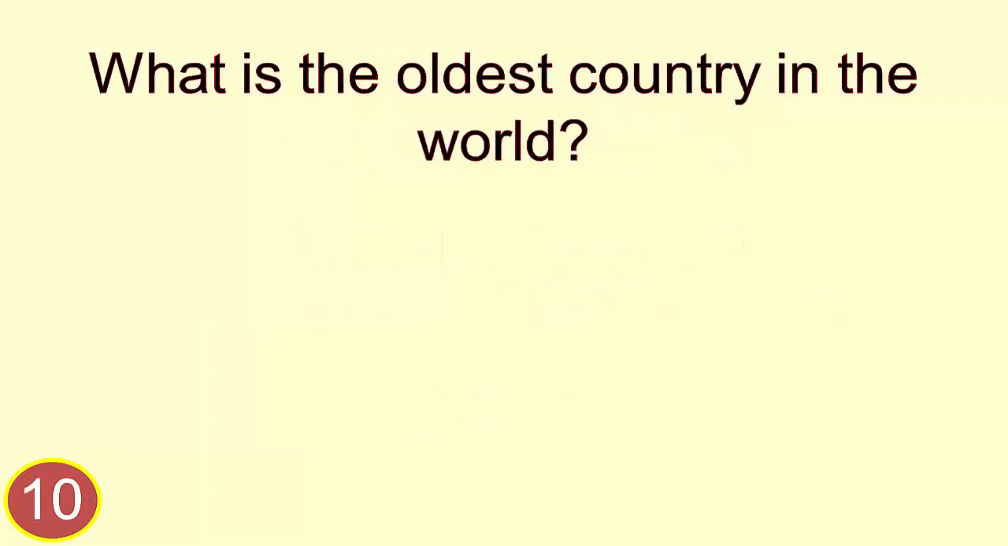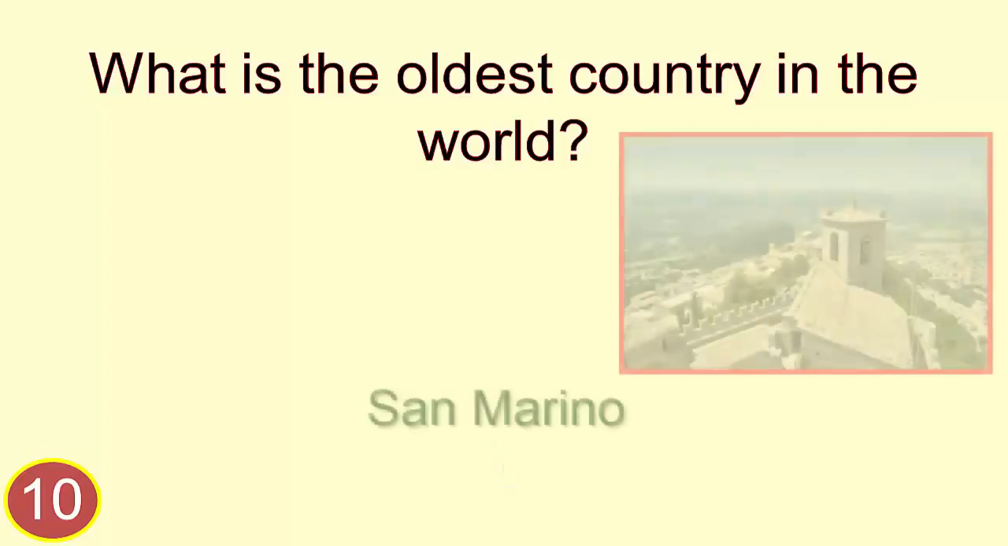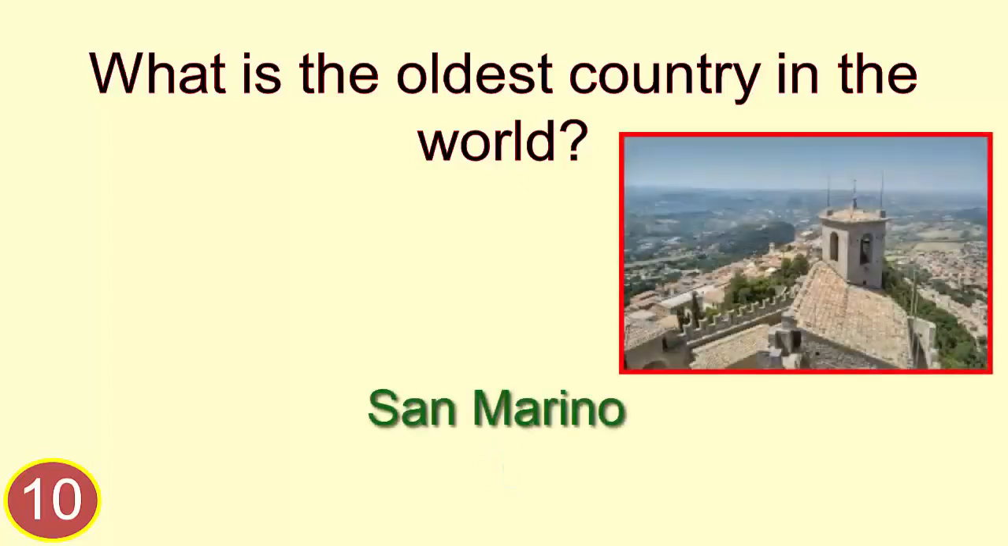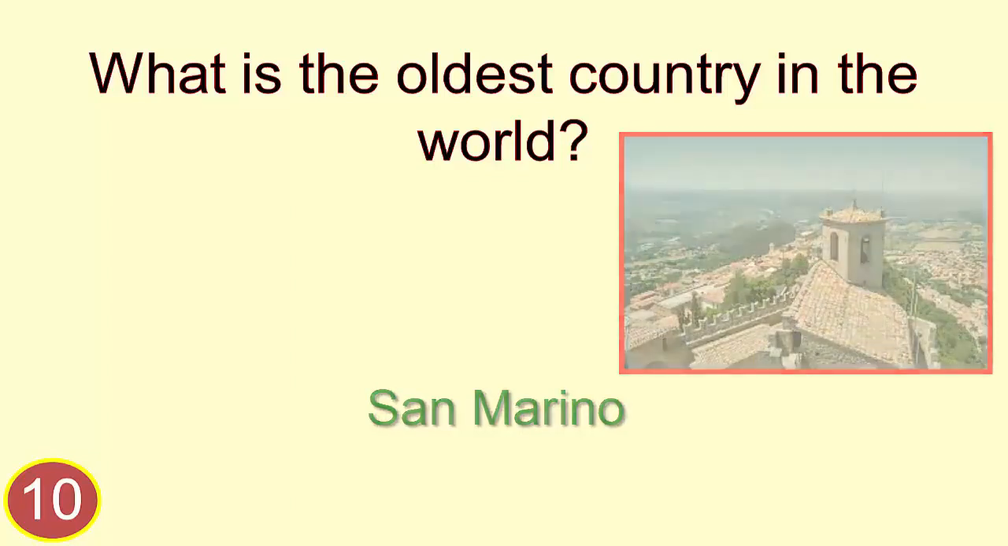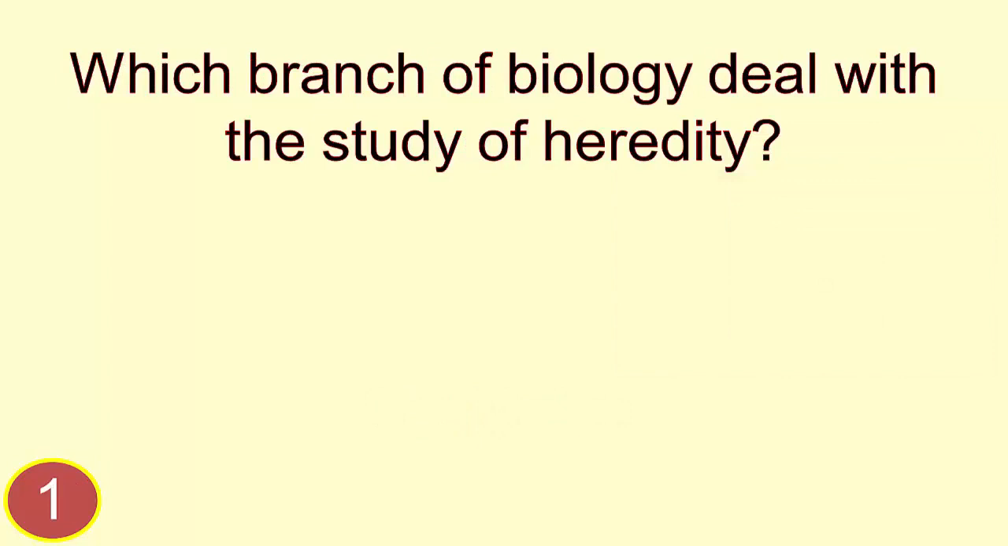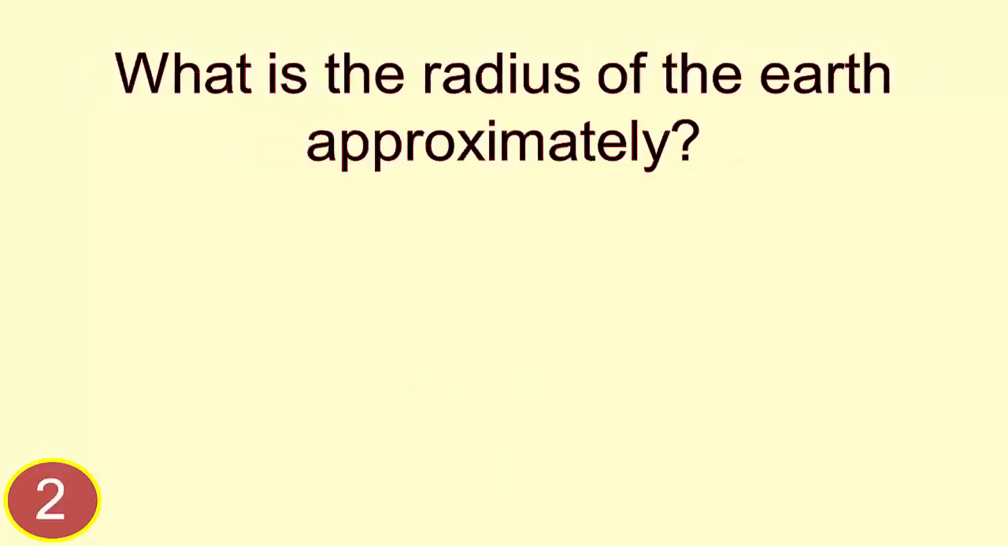What is the oldest country in the world? Answer is San Marino. The Republic of San Marino, one of the world's smallest countries, is also the oldest country. Which branch of biology deals with study of heredity? Answer is genetics. What is the radius of the Earth approximately?